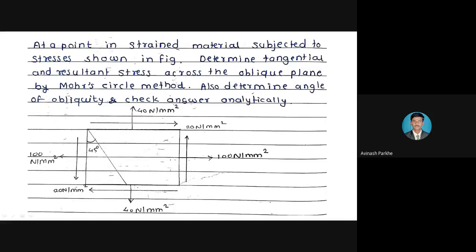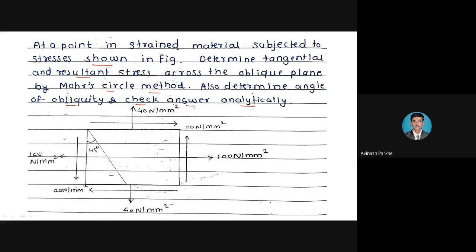Please be ready with all your drawing instruments to draw this Mohr circle and find the unknown parameters. At a point in a strained material subjected to the stresses shown in the figure, determine the tangential and resultant stresses across the oblique plane by the Mohr circle method. That means we have to solve this problem graphically. We have to calculate the tangential and resultant stresses, sigma t and sigma r. Also determine the angle of obliquity and check the answers analytically.